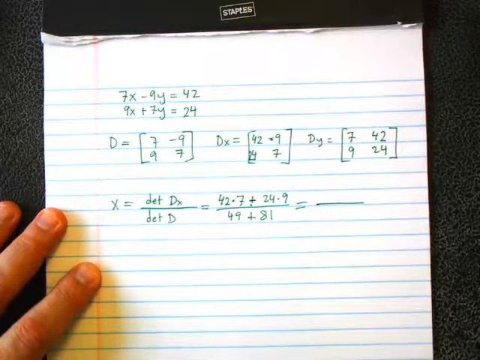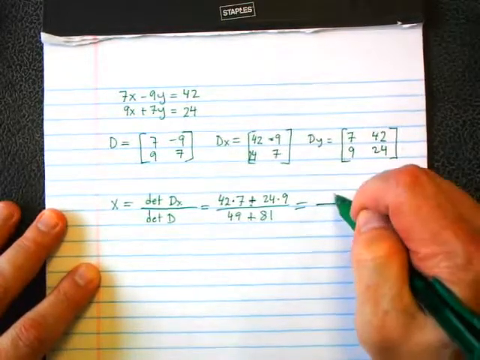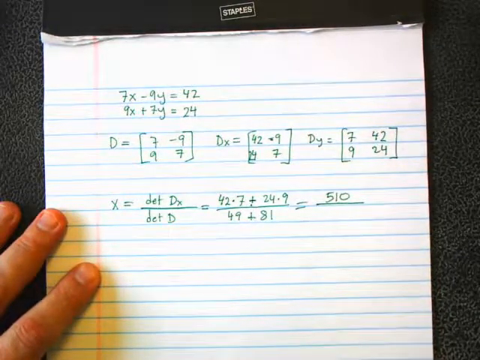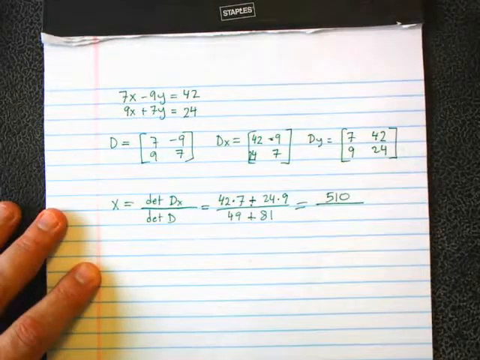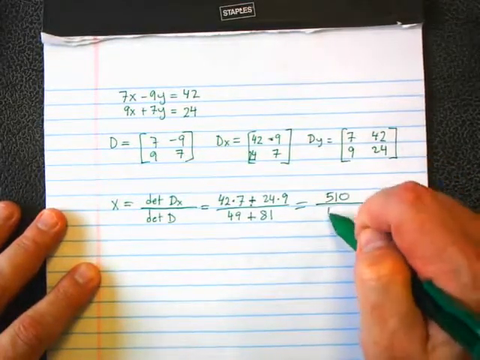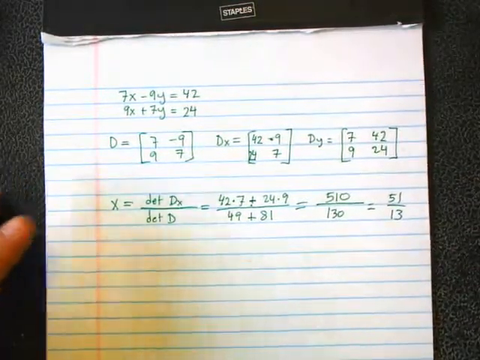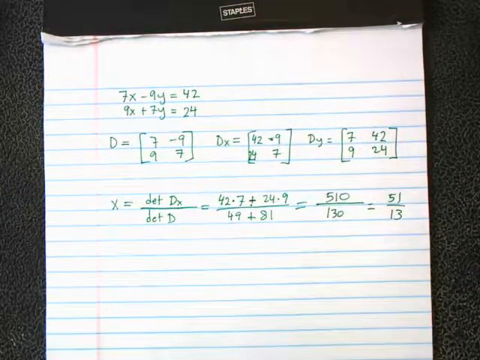You have 510 total? 510 on top. And how about on bottom? 130. Those are easier to add together. Yes, 130. So that's 51 over 13. I can definitely cancel 10 out of top and bottom.